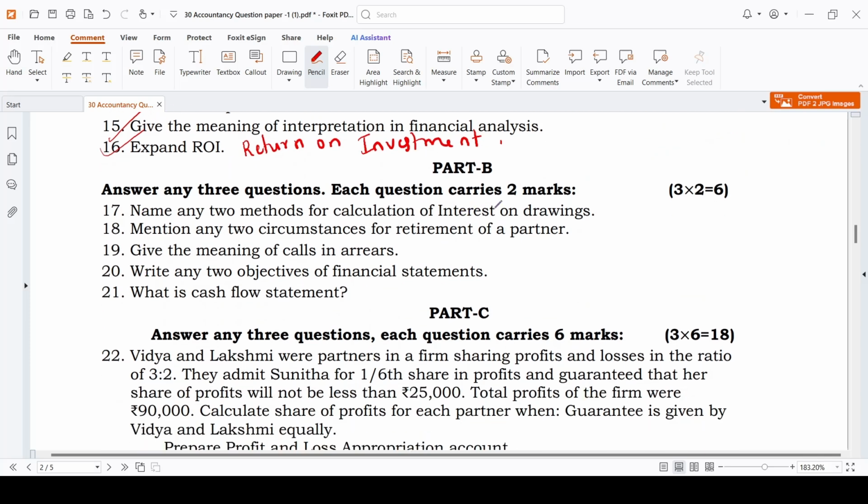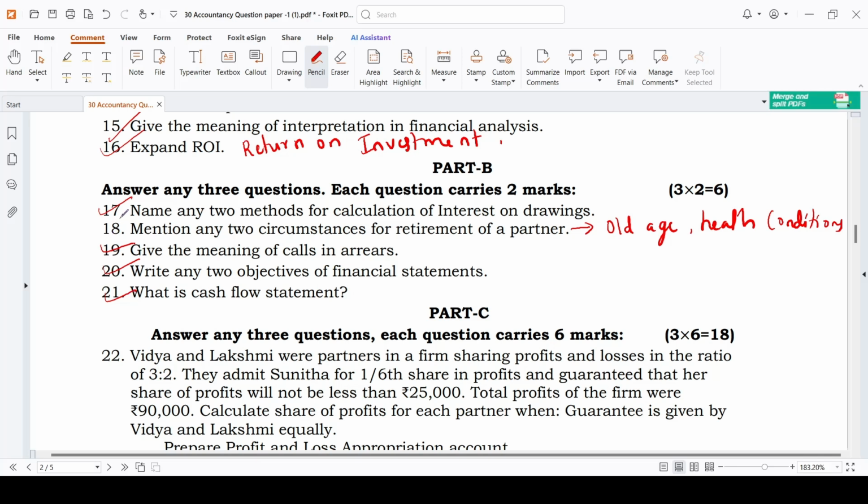Name any two methods for calculation of interest on drawings. Already we have discussed, right? Any two circumstances for retirement of a partner. Why is the partner going to retire? Partner is going to retire due to old age or health conditions, poor health. You can write it as poor health, anything. Meaning of calls in arrears, already we have discussed. I told you this question in that. Two objectives also I told you. What is cash flow also I told. Whatever 2 marks I have given you, if you prepare with that, you can answer all the questions.